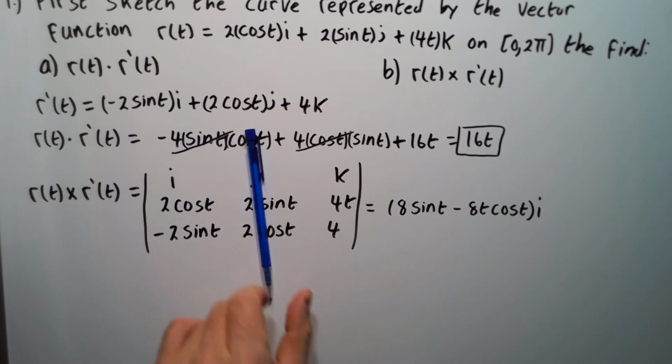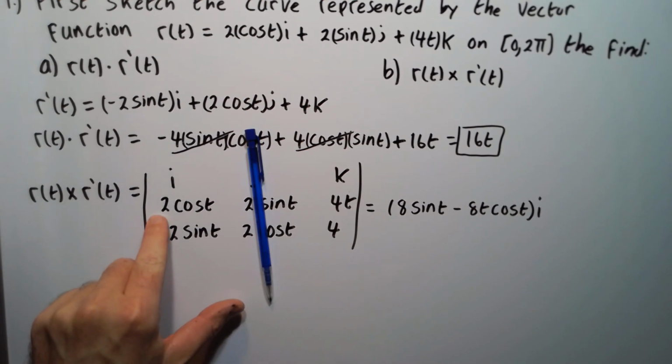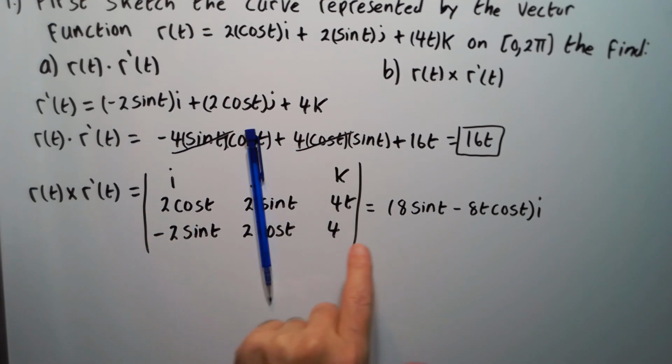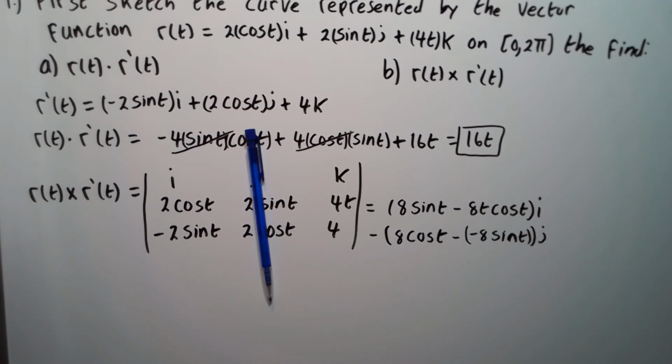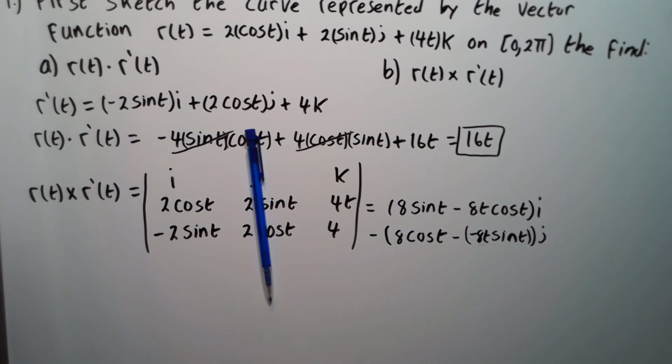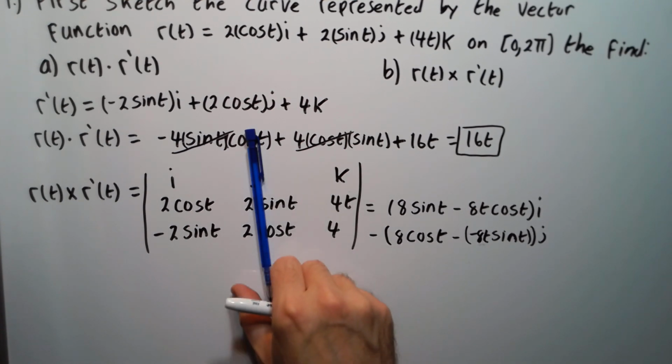Let's do j next. So j is going to have a minus sign in front, and it's going to be 2 cosine t times 4, and then minus 4t times minus 2 sine t. Let me write that here. So we get this. Again, 2 cosine times 4 will be 8 cosine. Then it'll be minus 4t times minus 2 sine t, so it'll be minus 8, sorry, it should be t here, 8t sine t.